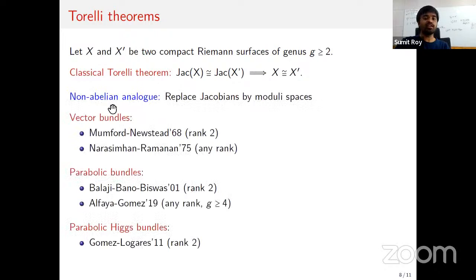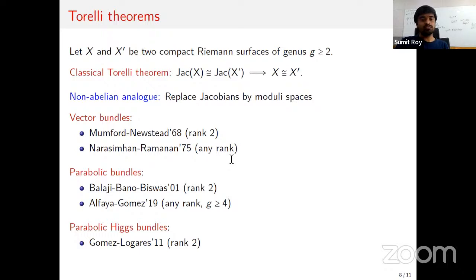So what is the non-abelian analog? Okay, so we have to replace the Jacobian by moduli spaces. There are the moduli spaces over X, moduli spaces of vector bundles, moduli spaces of parabolic bundles, and so on. So for moduli spaces of vector bundles, Mumford and Newstead proved this Torelli theorem for the rank 2 case. That is, if the moduli spaces of vector bundles are isomorphic, then the underlying curves are isomorphic. And later, Narasimhan and Ramanan proved the general version for any rank.